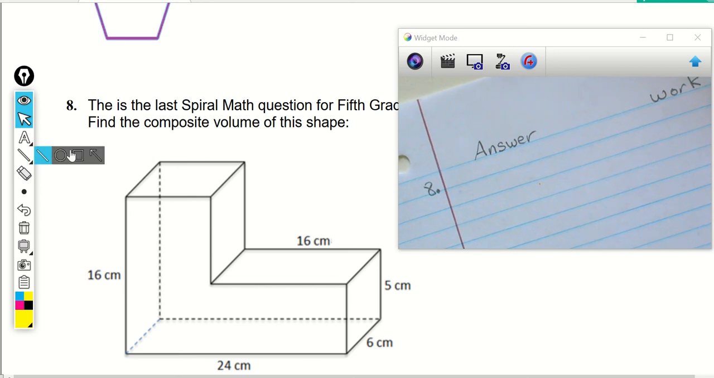Composite means that there's more than one shape inside this shape. There's actually 2 rectangular prisms that you can put into this thing. And I want to show you how I would solve this.